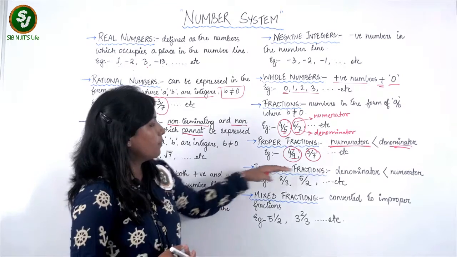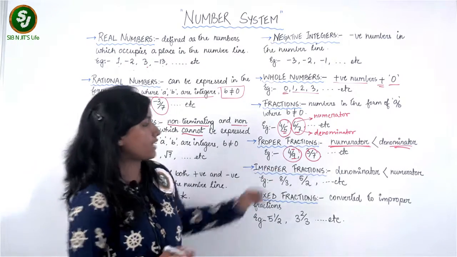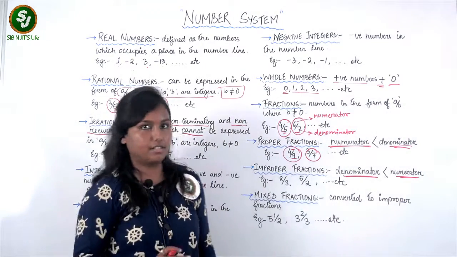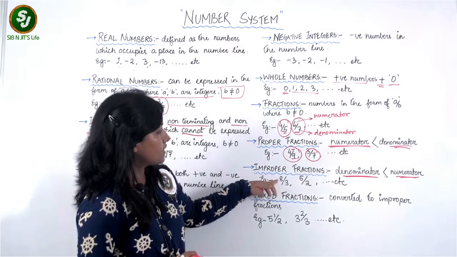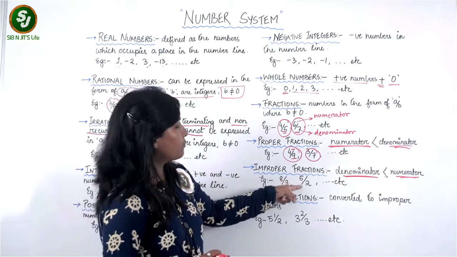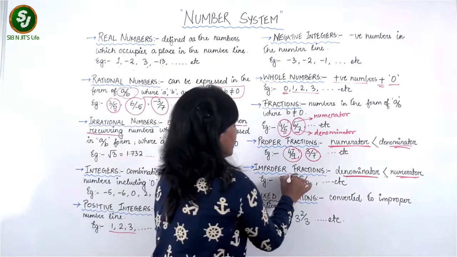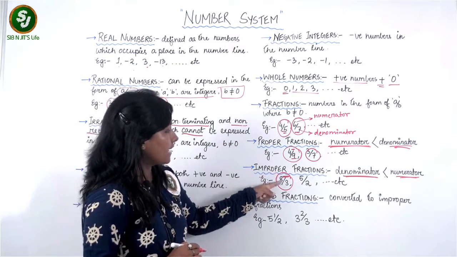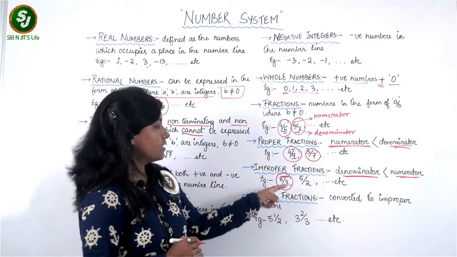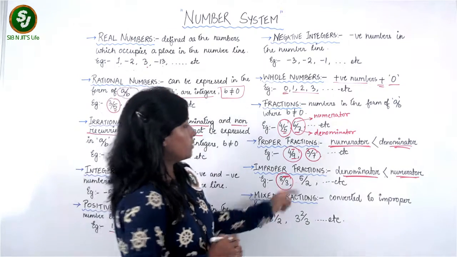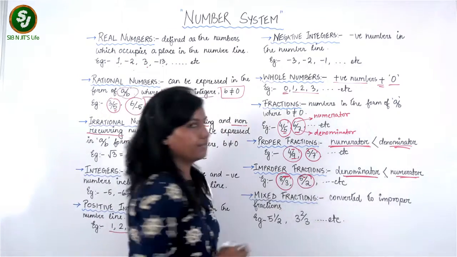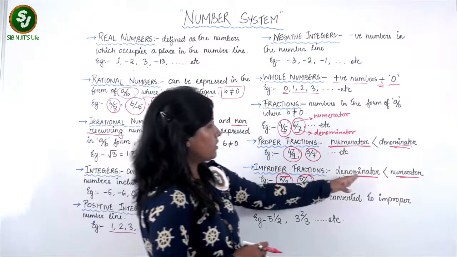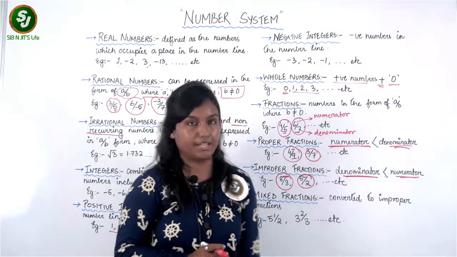Next we come to improper fractions. Now in an improper fraction, the denominator should be less than the numerator. Okay, and examples here are, you can see 8 by 3, 5 by 2, etc. Just check out the numerator, which is 8, is now greater than the denominator, right? Here also the numerator 5 is greater than the denominator, that is 2. So the denominator should be less than the numerator.